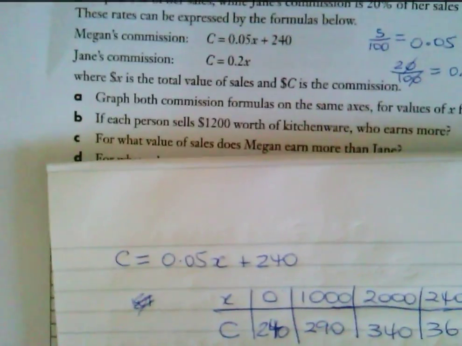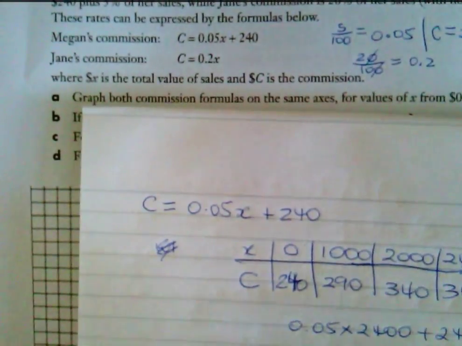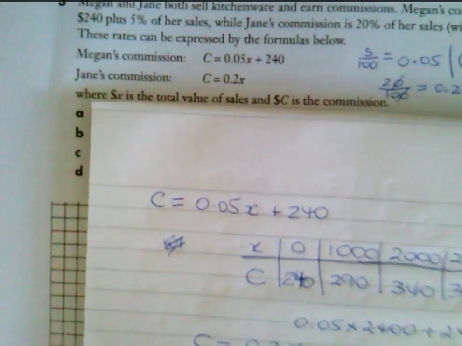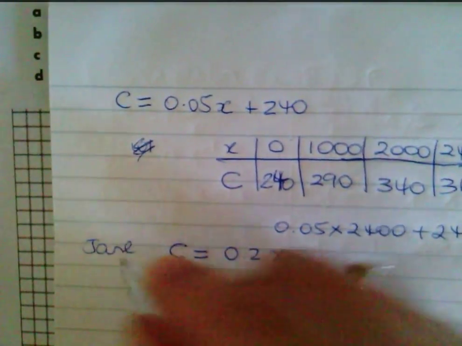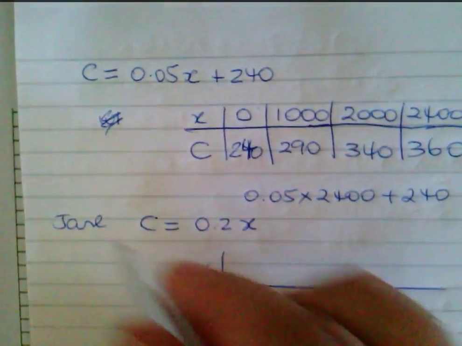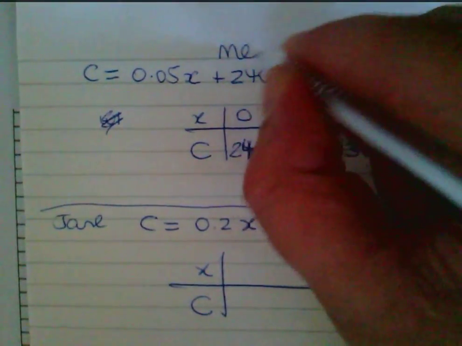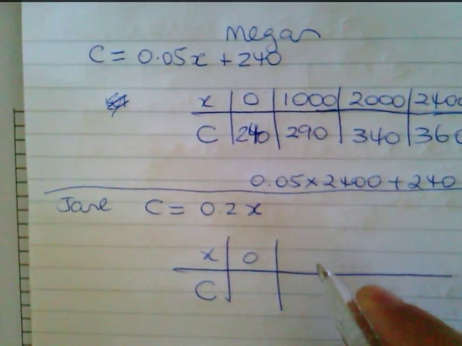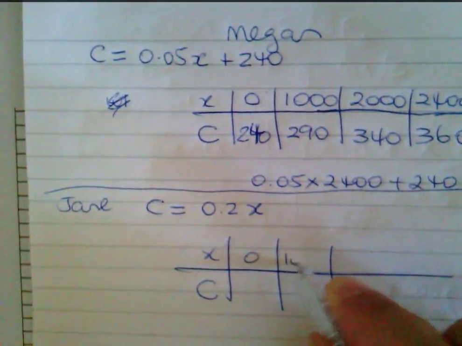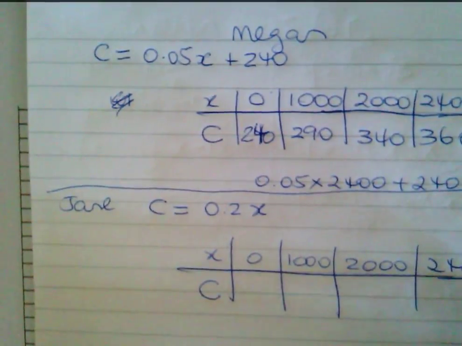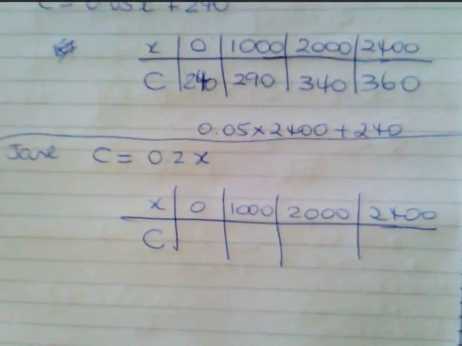The next thing we need to do is draw the graph for Jane. Now it's telling me that Jane's commission is 0.2 times X. That's her formula for Jane. So why don't you just do similar values. Okay, the first one was Megan and the second one is Jane. 0, you need to do 0. Why don't we do 1,000, 2,000 and 2,400 as well? Can you do that now? We okay?